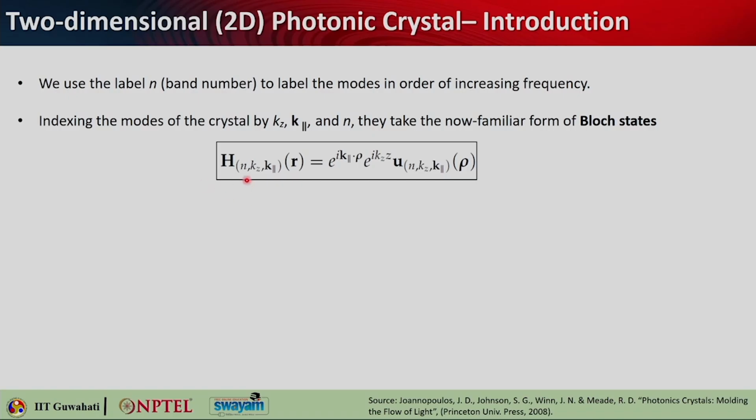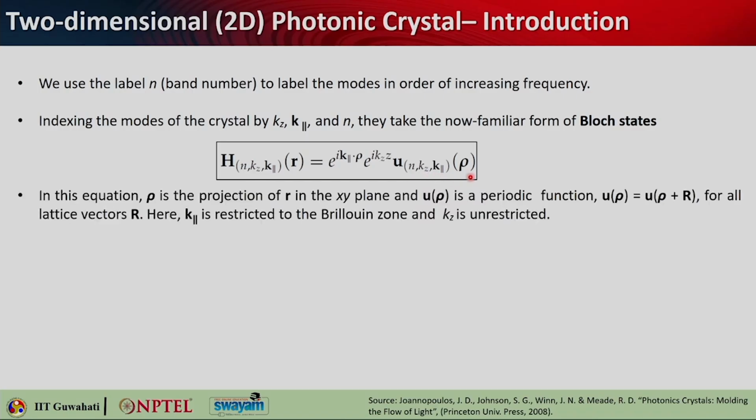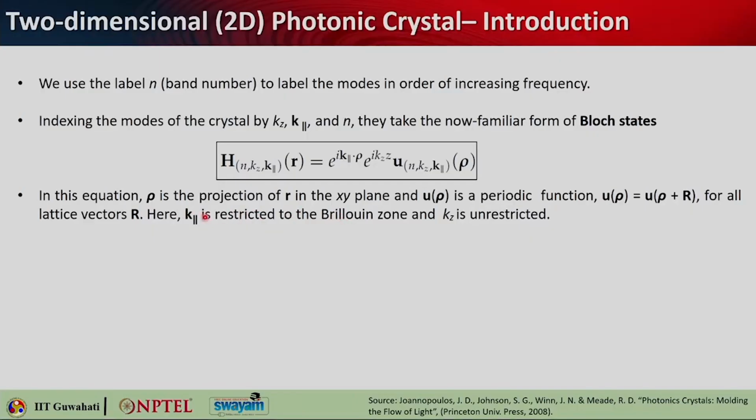So, you can write H n kz k parallel as a function of r, that can be written as e to the power i k parallel dot rho, e to the power i kz z, times the amplitude u n kz k parallel as a function of rho. So, what is rho here? This is basically the projection of r in the xy plane. So, r is any vector. Okay, if you take the projection of r on the xy plane, you will get rho.